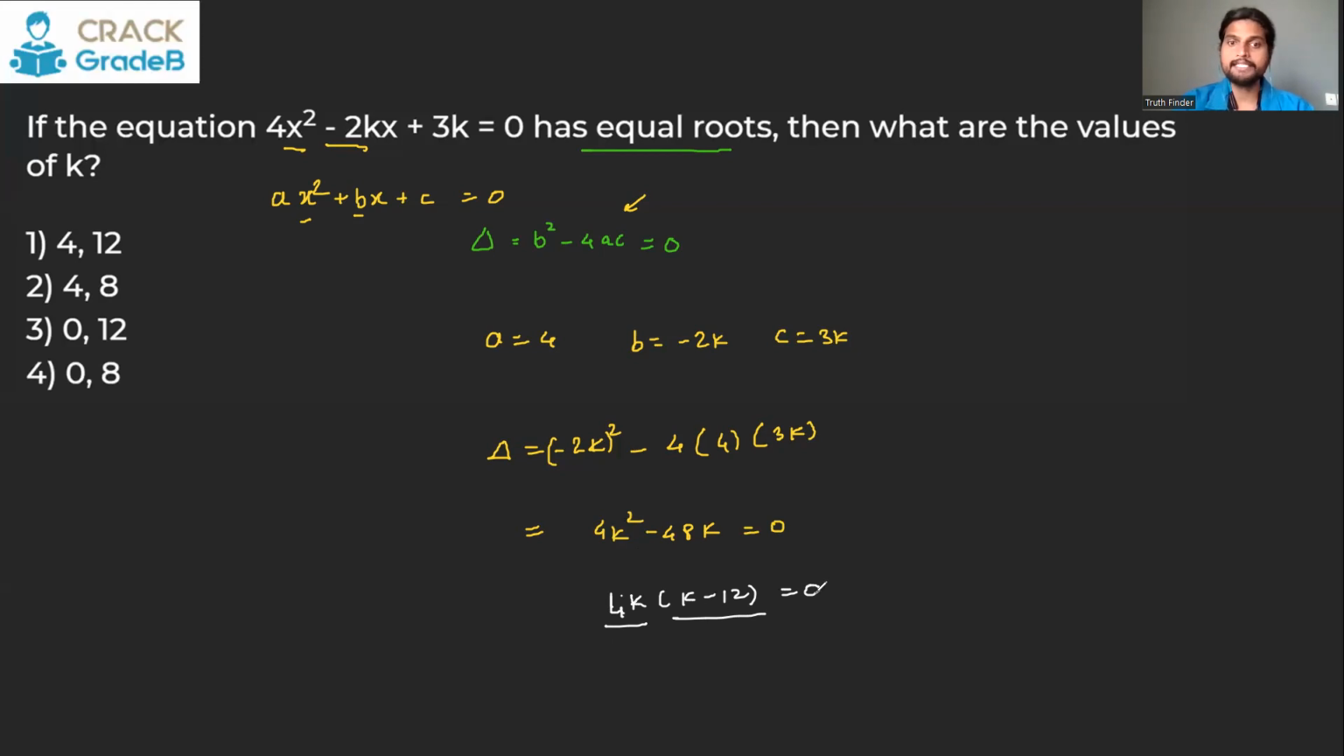So once you put 4k is equal to 0, we'll get k is equal to 0. Once you put this is equal to 0, we'll get k is equal to 12. So two values of k are possible. One is 0, another is 12. And hence the answer will be option number 3, that is 0 and 12. Easy? Let's see one more.